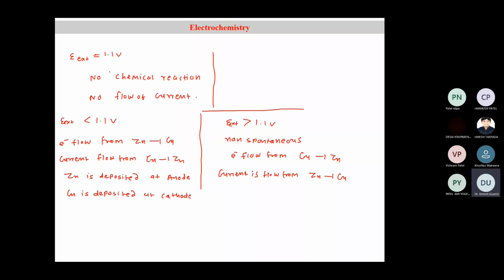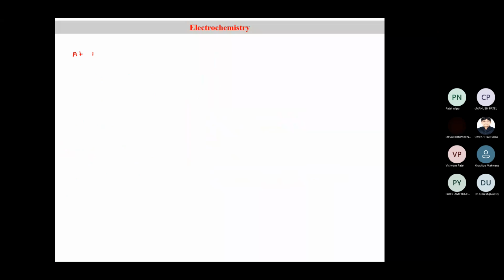Normally at the anode oxidation takes place. So Zn undergoes oxidation, copper undergoes reduction. Okay, so this is the way it will take place. If the external potential is greater than 1.1 volt, then a non-spontaneous reaction takes place. Current flows from Zn to copper and electrons flow from copper to Zn. So at the anode, what happens? Zn undergoes oxidation and is converted to Zn2+. And at the cathode, Cu2+ undergoes reduction by gaining 2 electrons and is converted to copper.